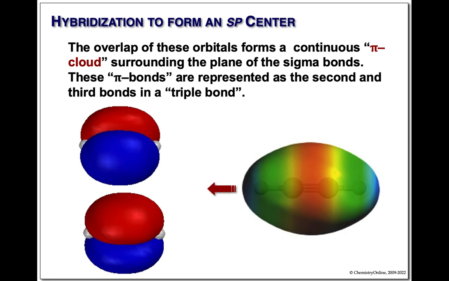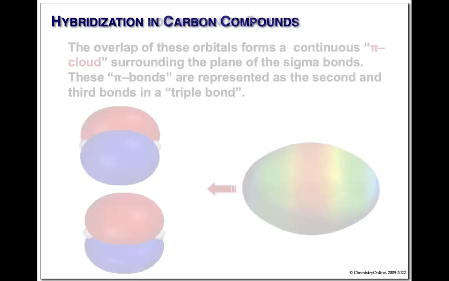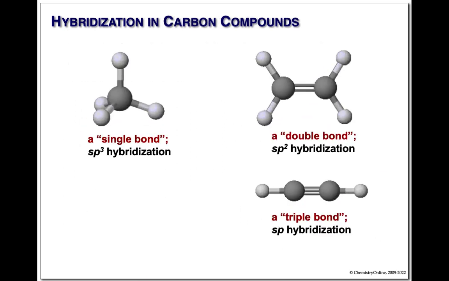If we look at the electrostatic potential map, we can see the big belt of electrons here right around our triple bond. So, single bond sp3 hybridization, double bond sp2, triple bond sp. Make sure you know these things.